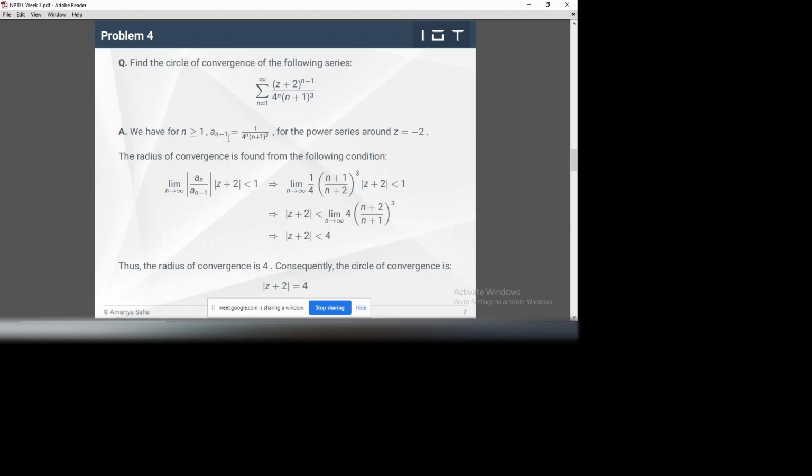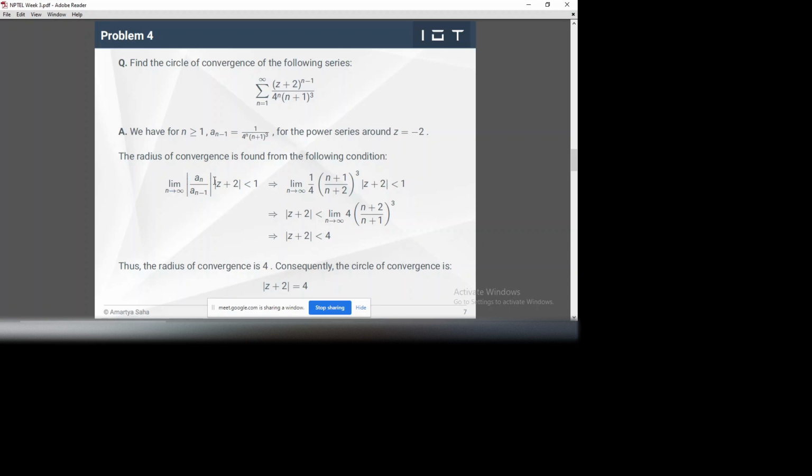So a_{n-1} is 1 by (4^(n+1))^3. You see, because here this is (z+2)^(n-1), so this is the coefficient of the (n-1)th power, and this is valid for all n greater than 1. So this is the nth coefficient, and again we use our standard formula for finding the radius of convergence.